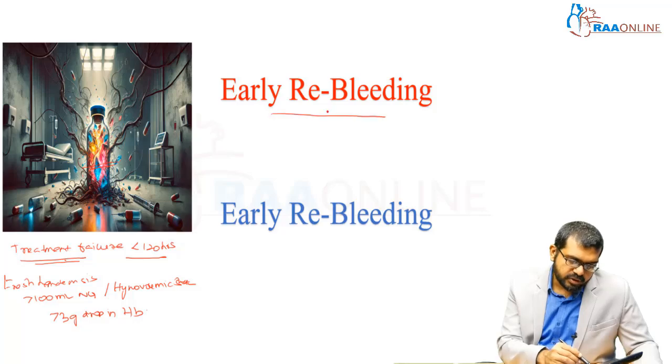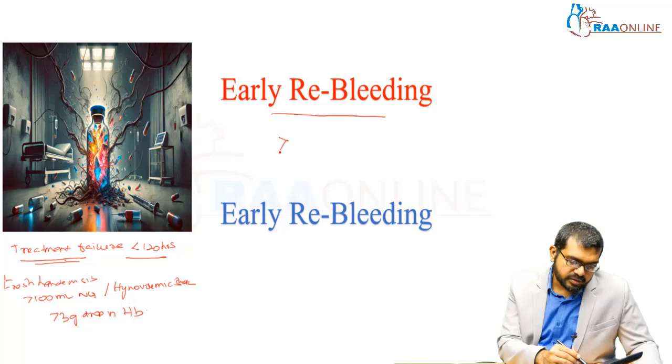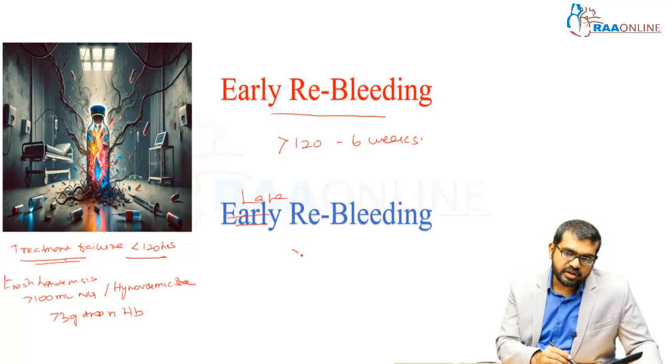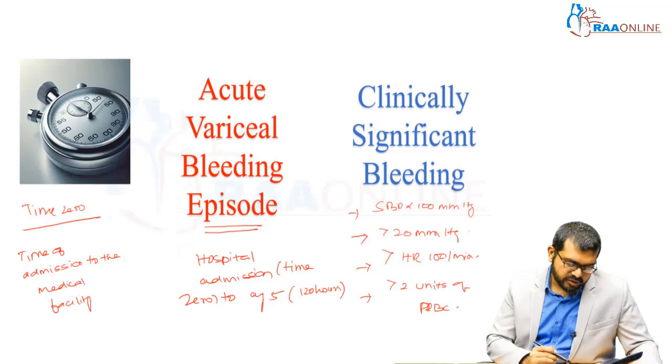So what is early rebleeding and what is late rebleeding? If rebleeding occurs after 120 hours to 6 weeks, it is called early rebleeding. And what is late rebleeding? Late rebleeding is something which happens after 6 weeks. Okay, so these are some of the definitions involved.